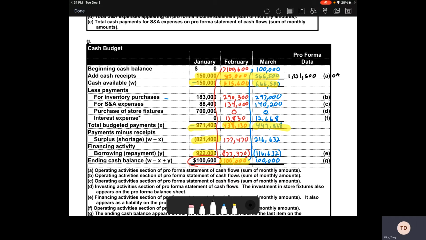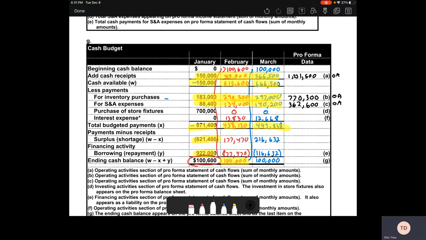Now, what about the outflow for operating activities? We add all these up. Start with your inventory purchases, the 183,000 plus the 290,300 plus the 297, and we should get a total of 770,300. Let's do our selling and operating activities next. 88,400 plus 134,000 plus 140,200, for a total of $362,600.